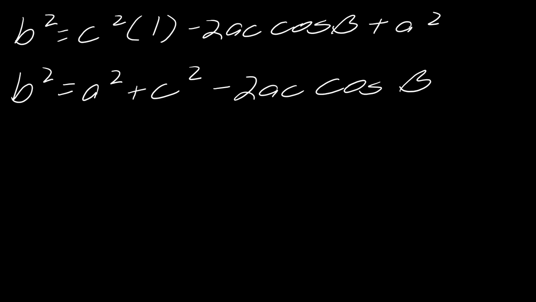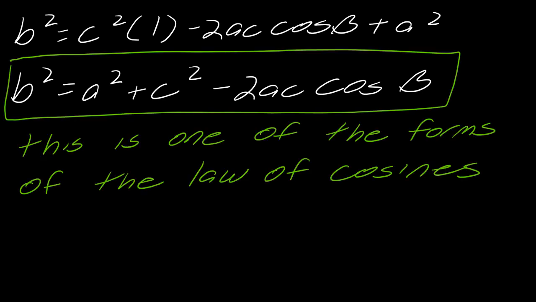So the law of cosines, one part of it is what you see right here: b squared equals a squared plus c squared minus 2ac cosine b. This is just one of the forms of the law of cosines. Like I said, I arbitrarily chose some sides to work through. We could work through the other sides and get a similar result.